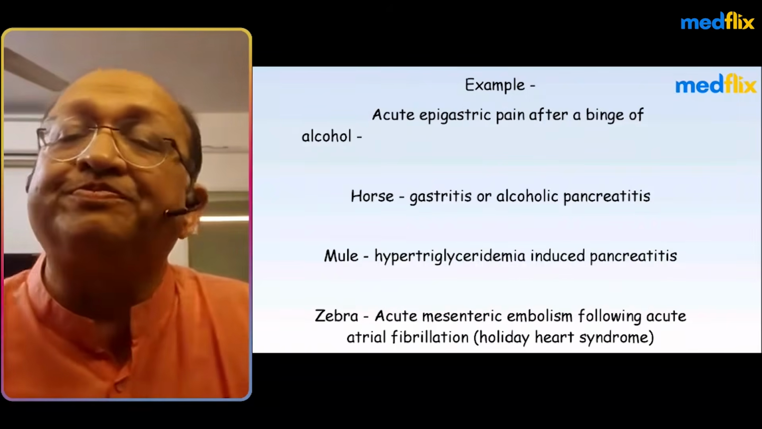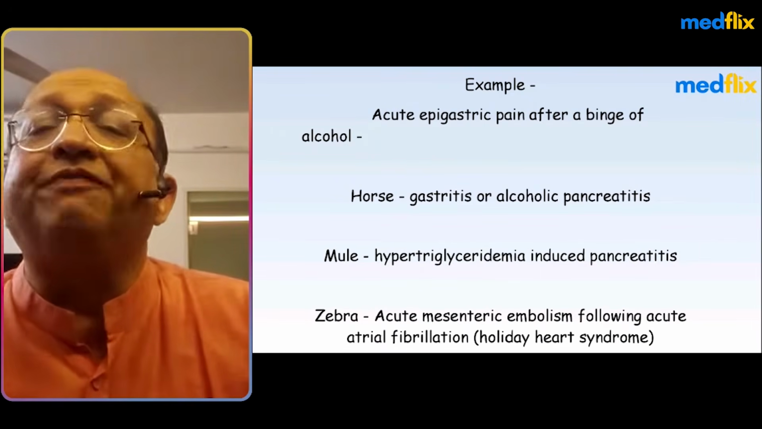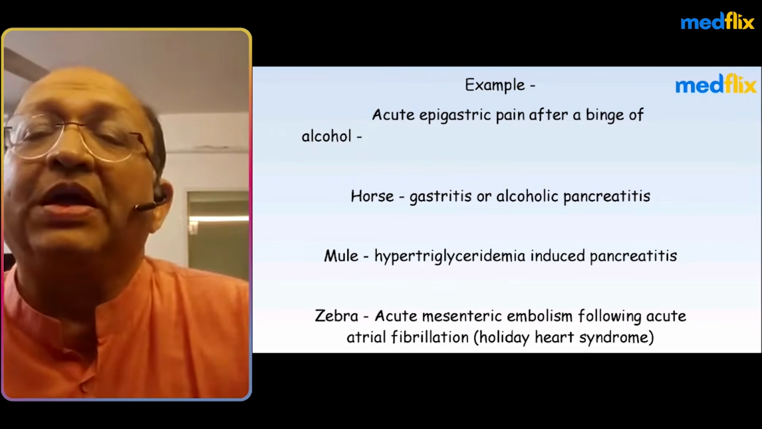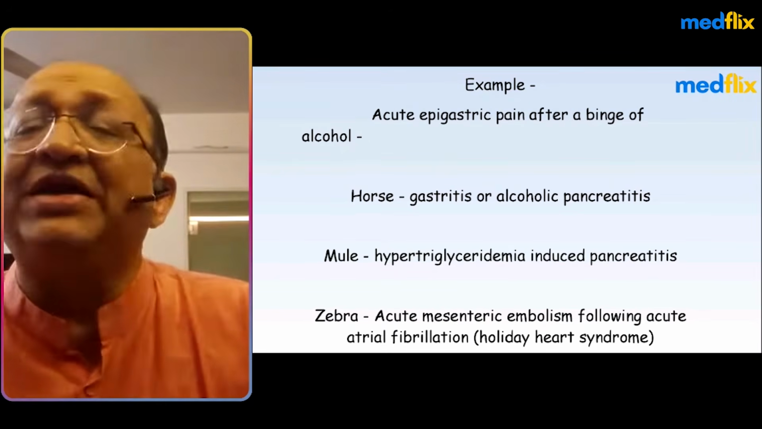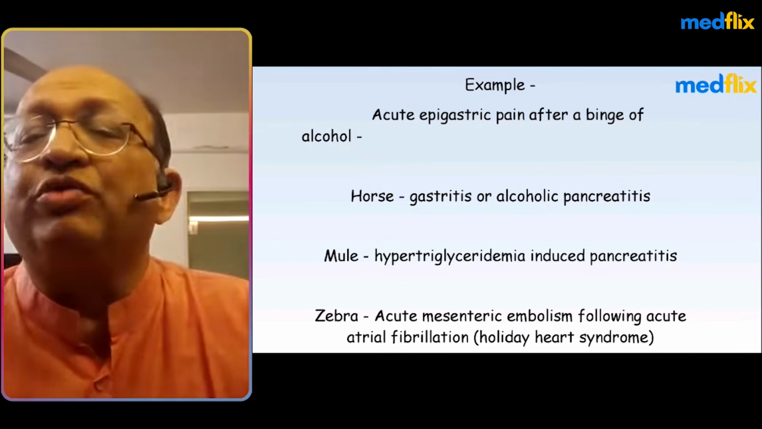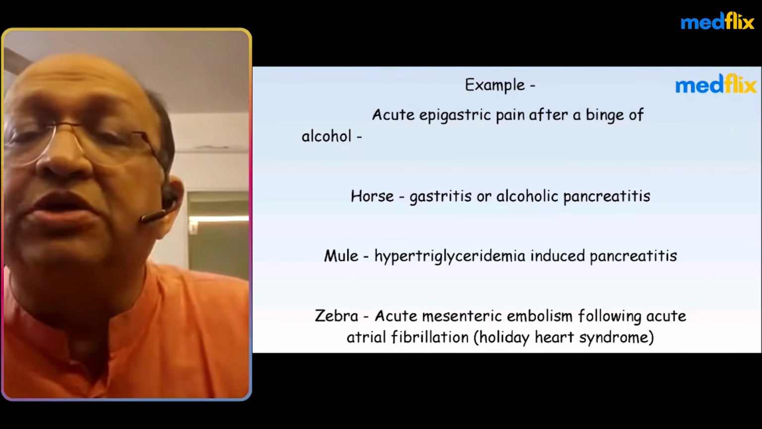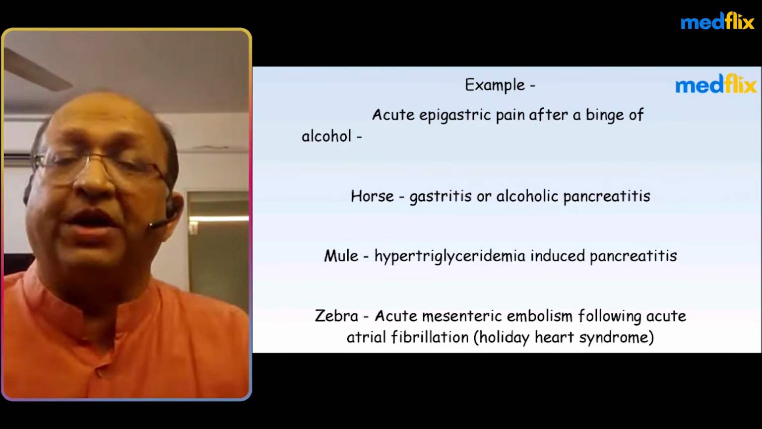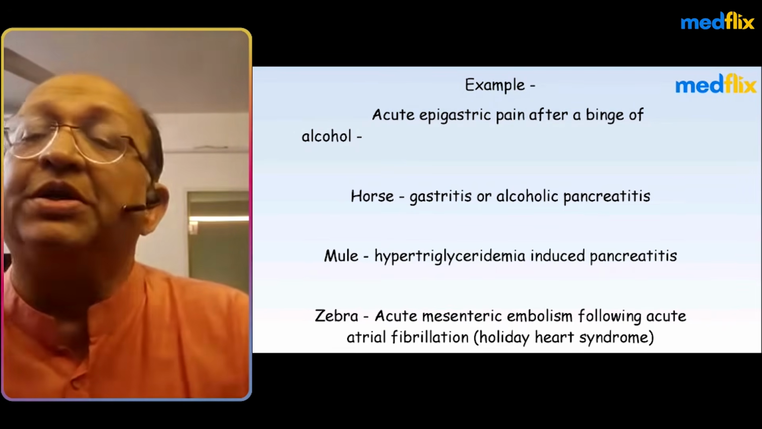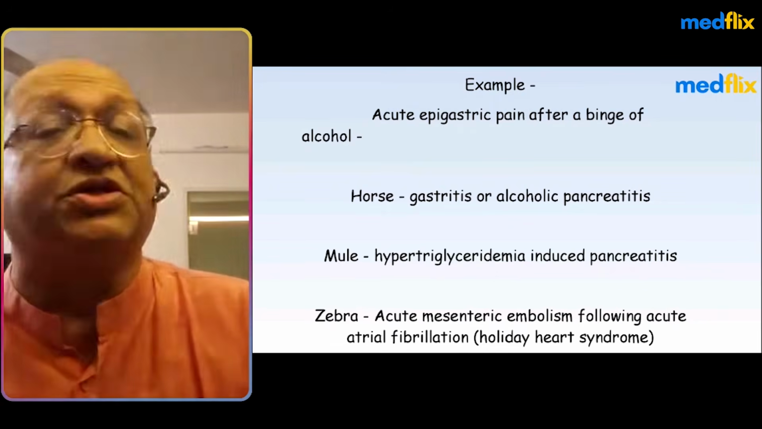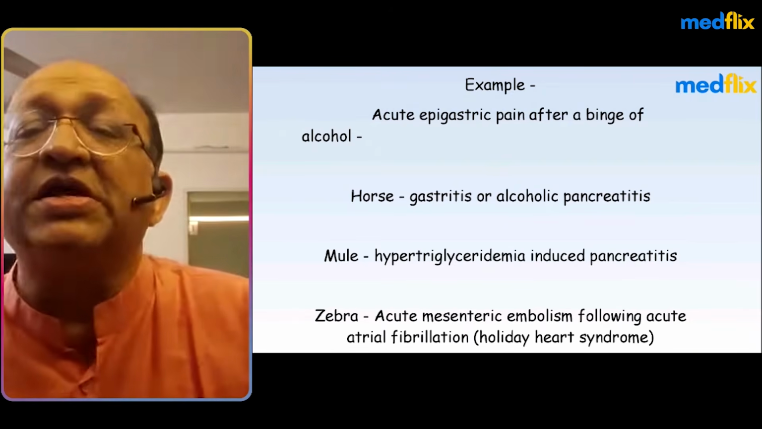Let's take an example. A patient comes with acute epigastric pain after a binge of alcohol. What is the horse here? Meaning, what are the commoner things here? Severe gastritis or alcoholic pancreatitis. Acute abdominal pain after a binge of alcohol. What is the zebra here? Zebra is holiday heart syndrome of atrial fibrillation due to a binge of alcohol, with embolism occurring from atrial fibrillation into the mesenteric artery. Now, that is a zebra, right? I'm sure many of us can easily say that we have never seen such a case.